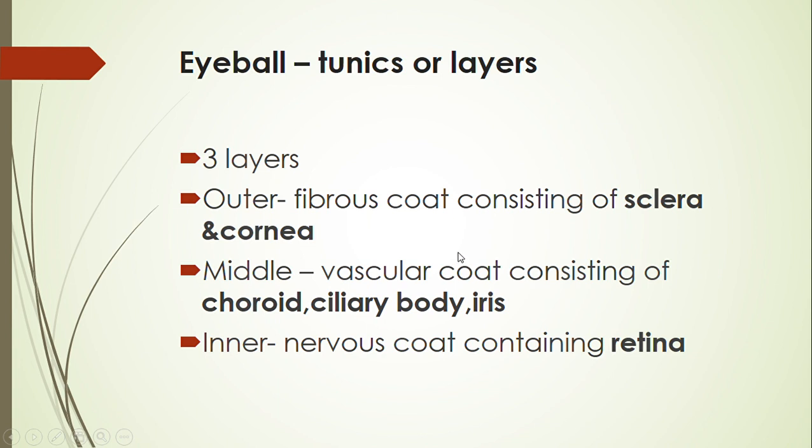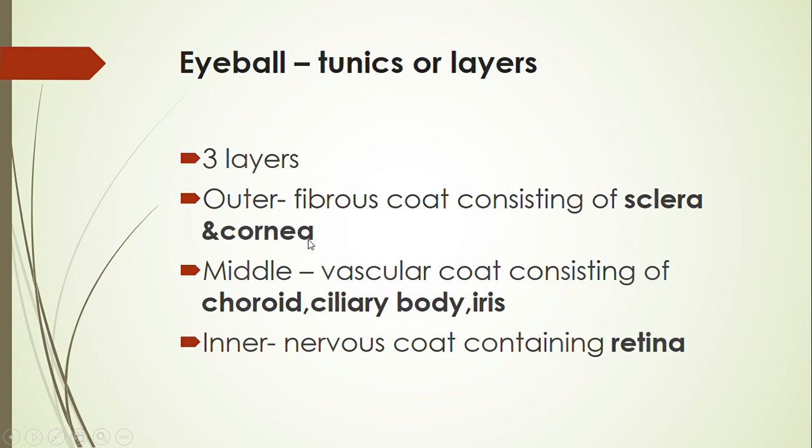The eyeball has different layers or coverings. You can call them the tunics of the eyeball. There are three layers: the outer fibrous coat, consisting of the sclera and cornea; the middle vascular coat, consisting of the choroid, ciliary body and iris; and the inner nervous coat containing the retina. So three tunics, three layers, can be seen as coverings of the eyeball.